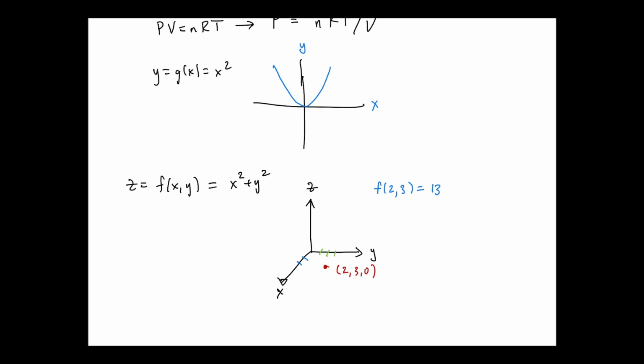And then what does the 13 tell me to do? Go up 13 units, which is outside of my picture because that's a big number. So the red dot that I've drawn, 2, 3, 0, is in the xy plane, and 2, 3, 13 is just 13 units straight up from it vertically. Does that kind of make sense? It's really hard to draw these.